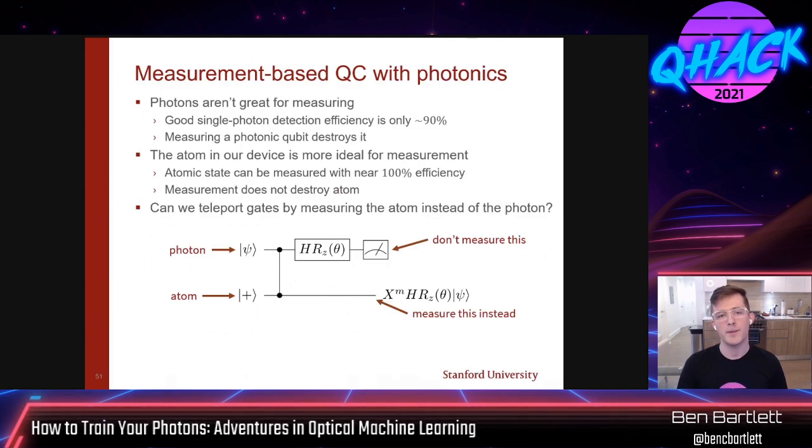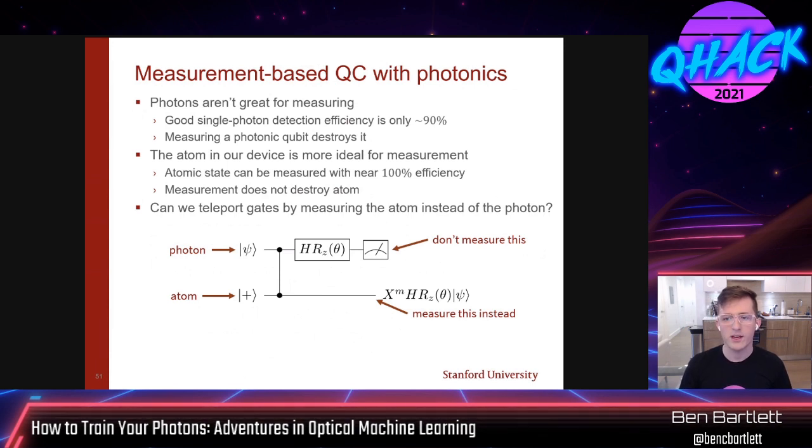So we want to do measurement-based QC with photonics, but photons are not great for measuring. Even state-of-the-art single photon detection efficiency is only a little bit more than 90%. And also, if you have a photonic qubit and you measure it, it destroys the qubit, so it's not there anymore. The atom in our device is a lot more ideal candidate for measurement. You can measure an atomic state using a quantum jump technique with near 100% efficiency, and the measurement operation does not destroy the qubit. So it's still there. You can do more stuff with it later after you've measured it.